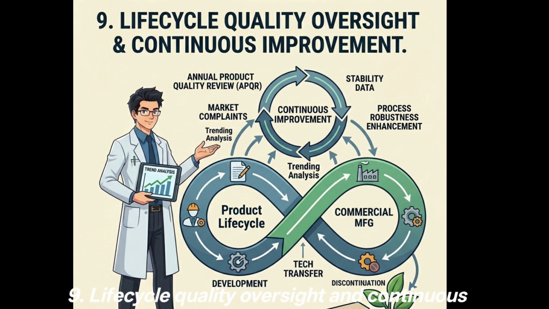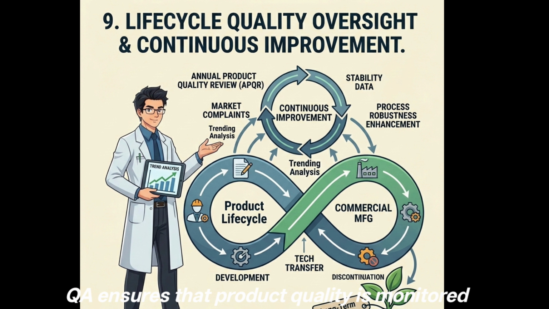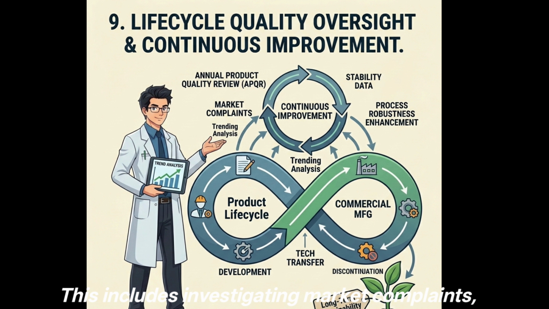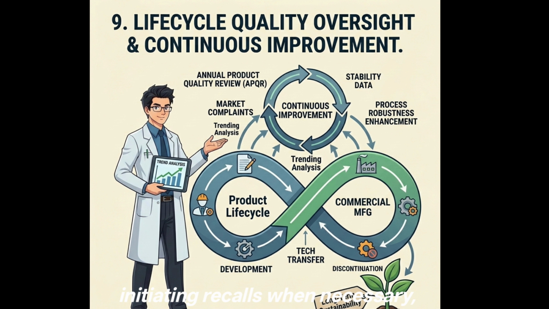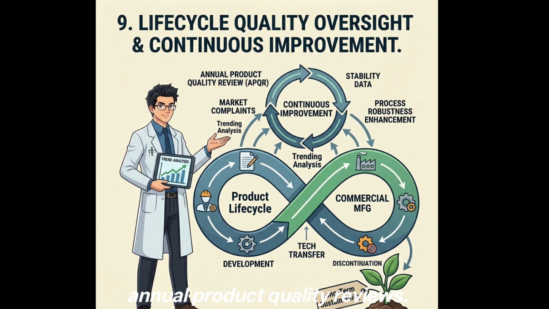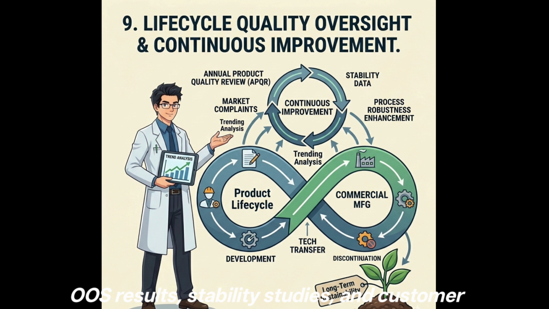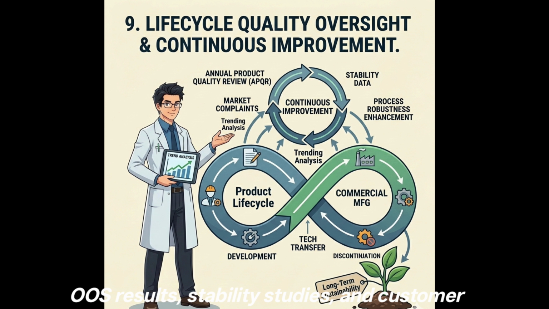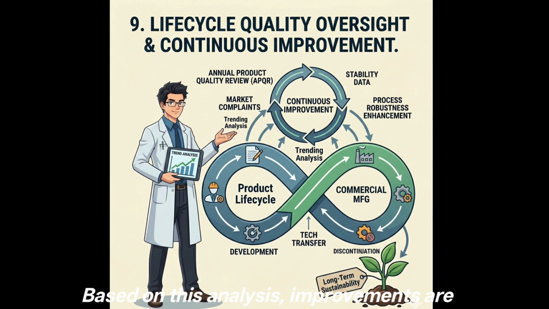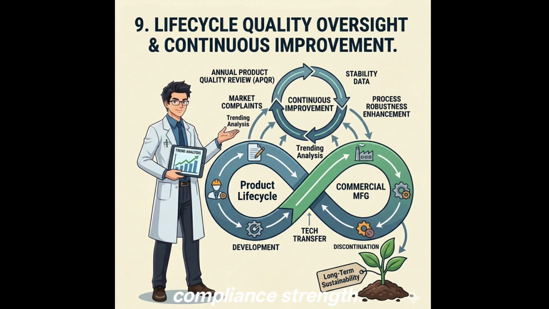9. Lifecycle quality oversight and continuous improvement. QA ensures that product quality is monitored throughout its lifecycle. This includes investigating market complaints, initiating recalls when necessary, performing trend analysis, and conducting annual product quality reviews. QA evaluates data from deviations, OOS results, stability studies, and customer feedback to identify patterns. Based on this analysis, improvements are recommended to enhance process robustness and compliance strength.